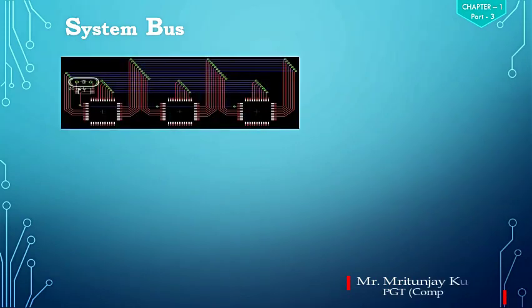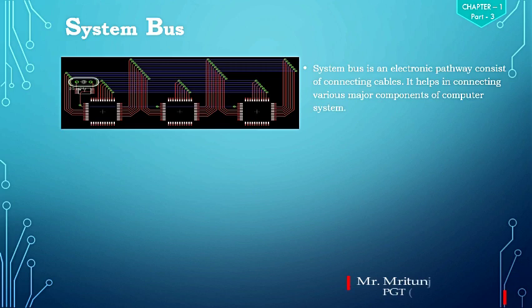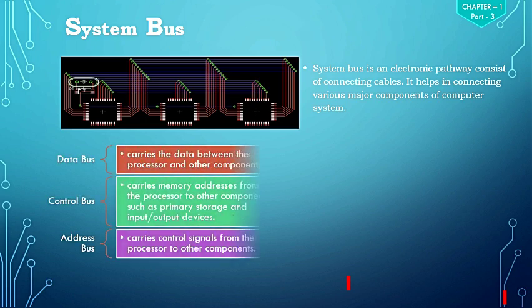See this picture. This picture consists of several circuits, and to create a circuit, buses are used. So system bus is an electronic pathway consisting of connecting cables. It helps in connecting various major components of the computer system. There are three types of buses in a computer. Number one is data bus. This data bus carries the data between the processor and other components.